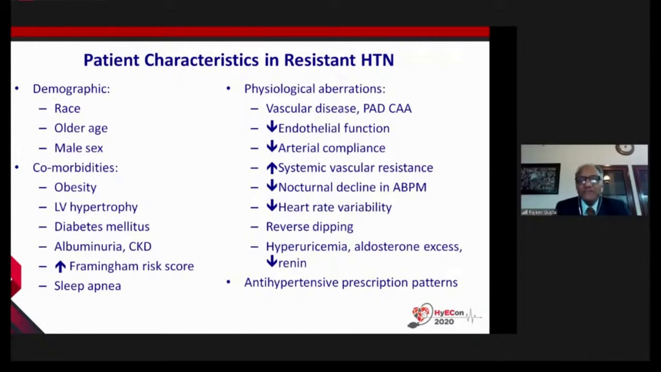we should always suspect resistant hypertension. There are certain physiological aberrations in these people. Vascular disease is quite common. They have impaired endothelial function, impaired arterial compliance, and increased systemic vascular resistance.